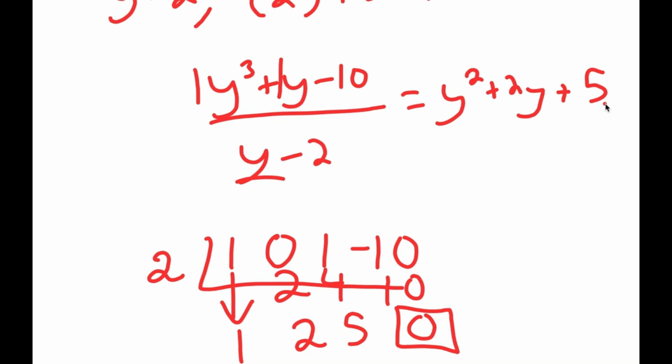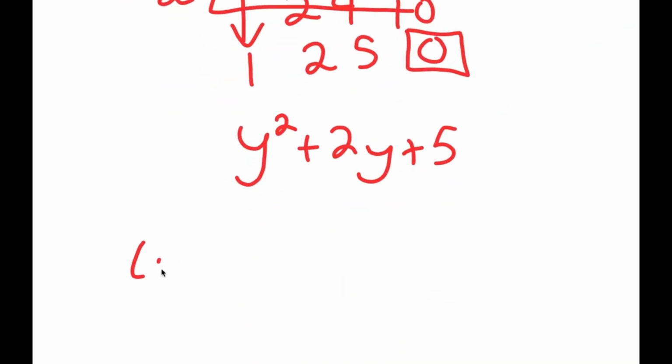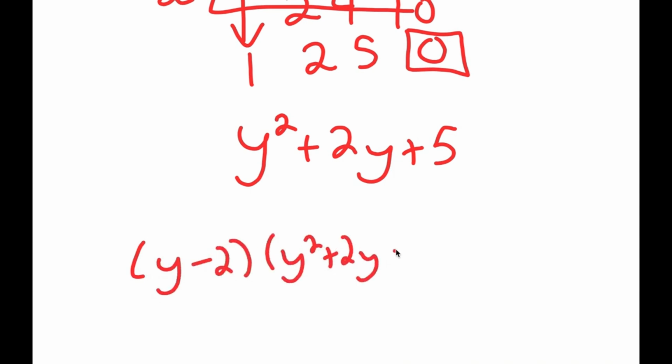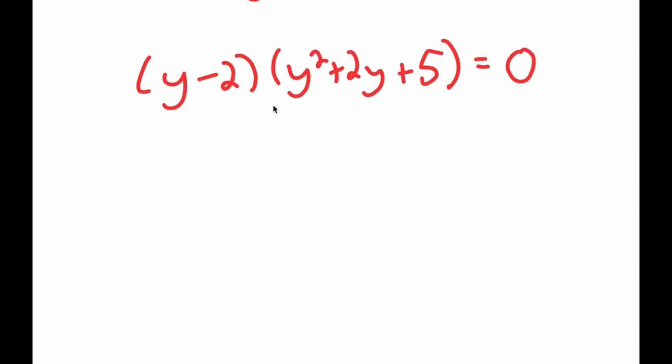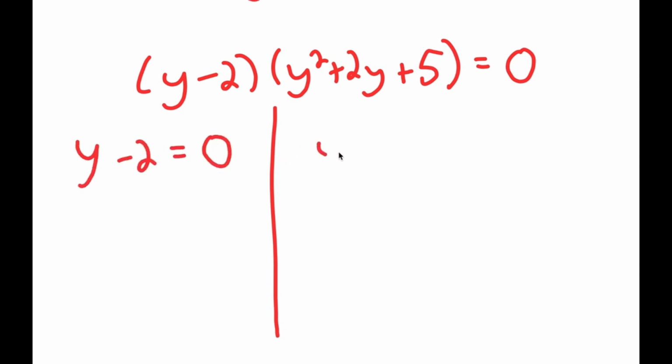So now we can say that (y - 2)(y^2 + 2y + 5) = 0. And now, using this equation, we can find all our solutions to our original equation. So to do this, I get two equations: y - 2 = 0, and y^2 + 2y + 5 = 0.